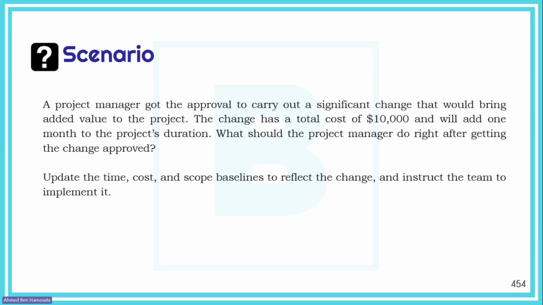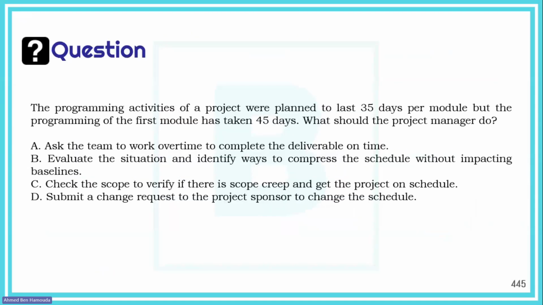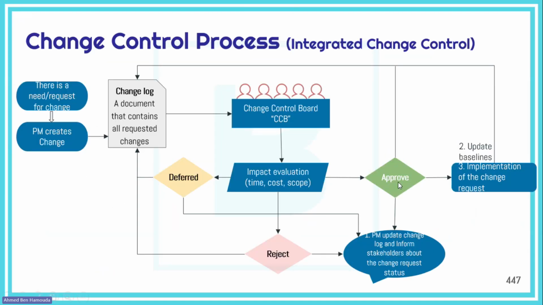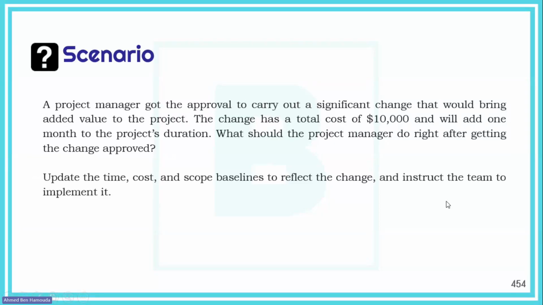Okay, now, of course, here, it's a significant change. It will bring added value to the project, and it's approved, okay? So the change request was approved. So actually, almost at the end of the process. Now, for this question, we're here. You see? No, actually, we're here. So actually, we're right here. Now, what needs to be done next? Okay, update the change log, inform the stakeholders, update the baselines, and implement the change. So whatever you choose, that's right.